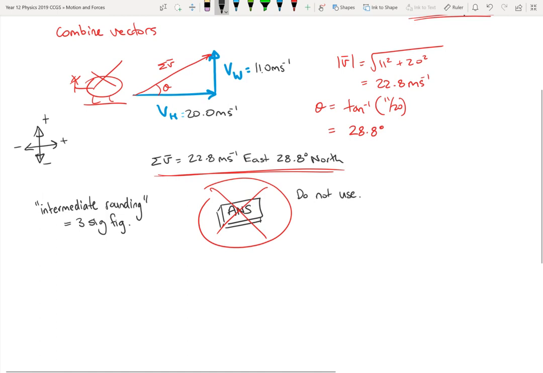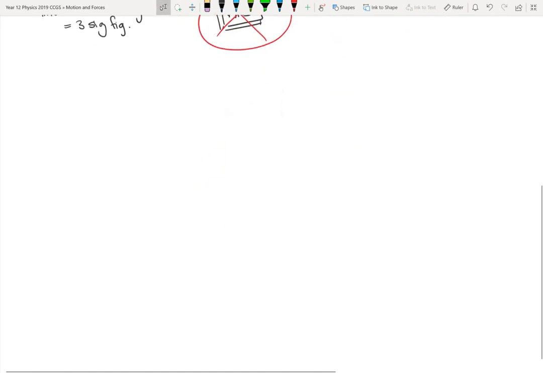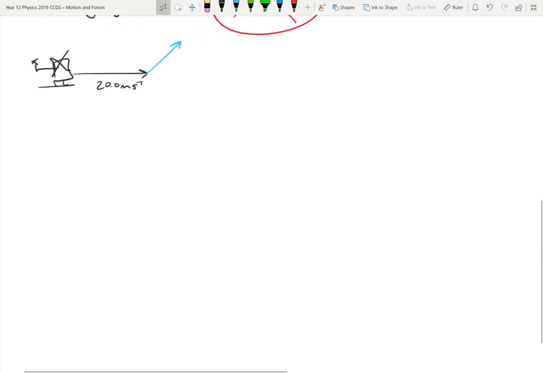Now, this is like year 11 level, and I would dare to say that even the following is year 11 level. Let's crank it up a notch. Let's take our helicopter that can travel 20 meters per second in still air, but now let's give it a wind speed that's not at a right angle. Let's suppose that they travel 11 meters per second, and that wind is blowing 60 degrees.